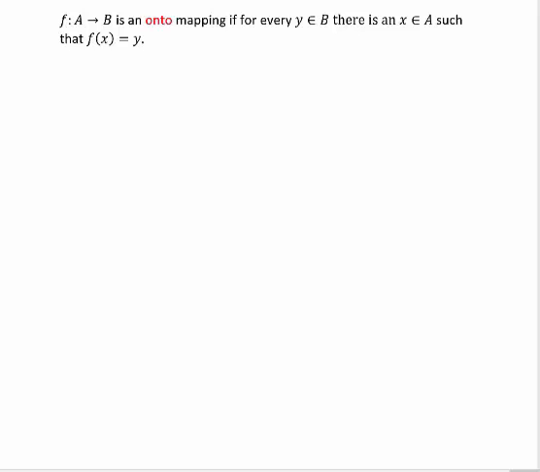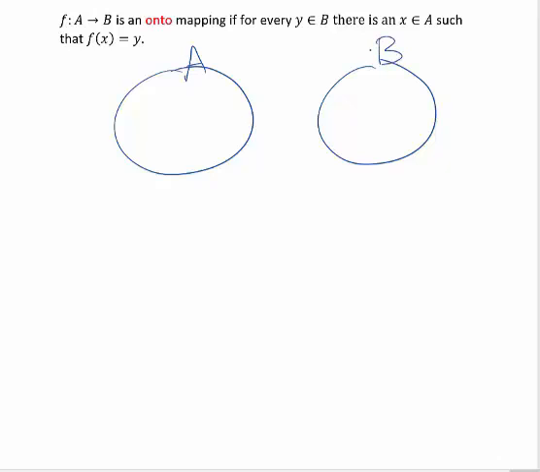So let's draw a picture again. A and B, and in order to be onto, we have to be able to pick any y in B and find an x in A that maps to it, f of x. In other words, all of B is hit by the mapping. In other words, f of A, that subset of B, is all of B. That's an onto mapping.